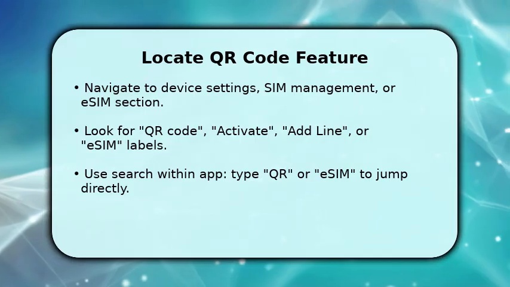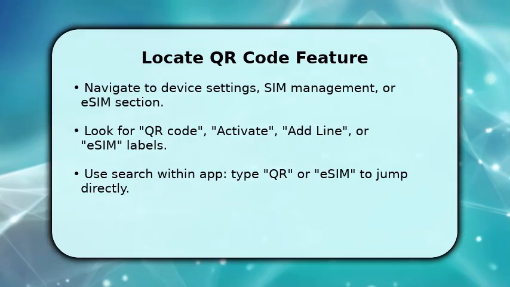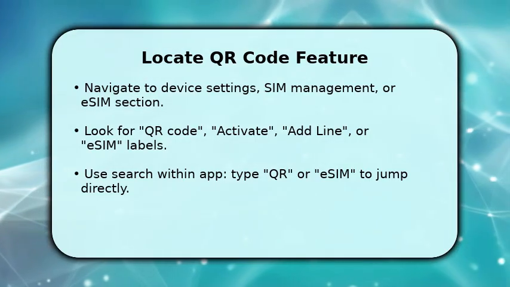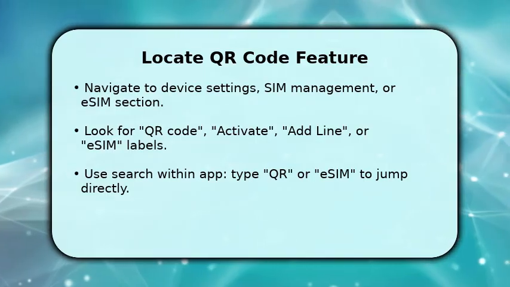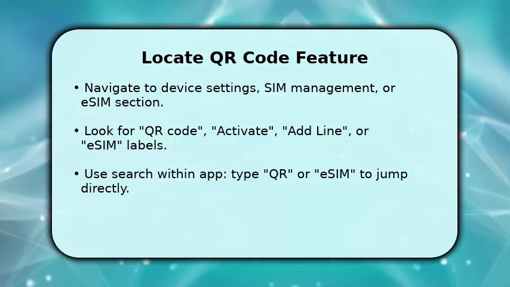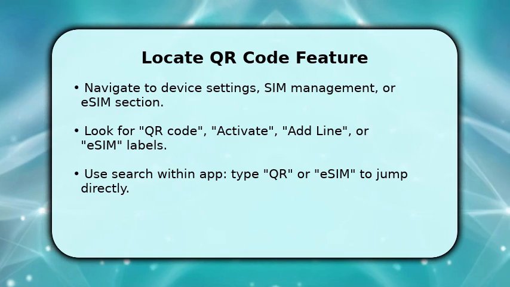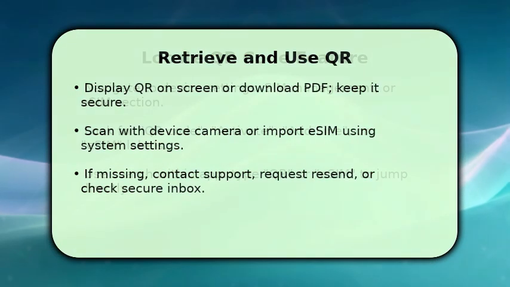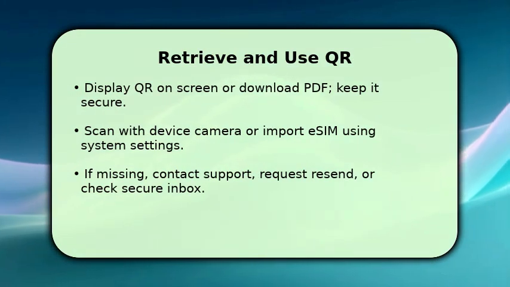If the QR is for a physical SIM replacement, check order history or messages. Providers sometimes send the QR via secure message. Stay patient and follow prompts. Now display or download the QR code and keep it secure. This code grants network access, so treat it like a password.